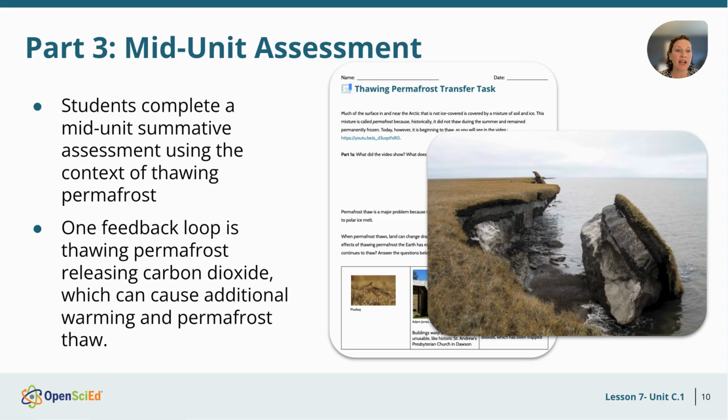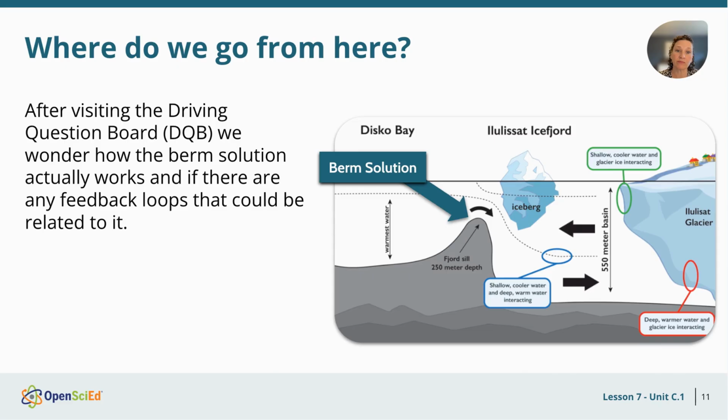From the transfer tasks, students will figure out that one feedback loop is thawing permafrost, releasing carbon dioxide, which will cause additional warming and permafrost thaw. This thawing permafrost transfer task will bring a close to the lesson set 2.